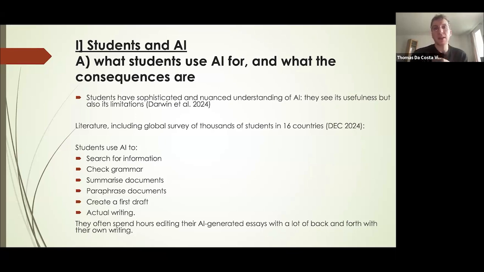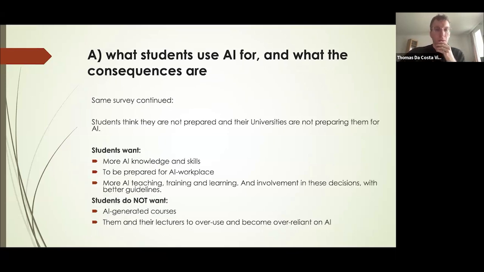Something that they do increasingly is that they write themselves or they use AI to write, and they do this hours-long back and forth of generating text and editing it or asking the AI to edit it, and just having a little bit of their footprint in it and mixing things together, but with a big AI footprint sometimes, not always, of course.